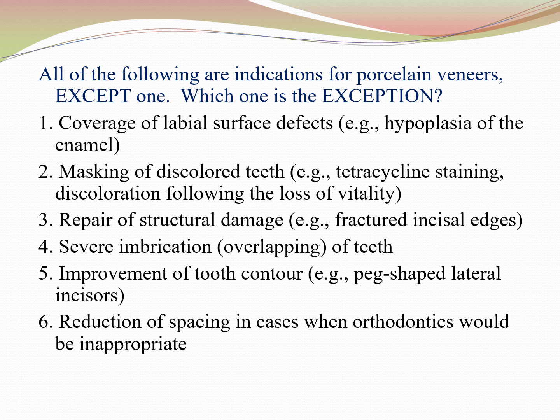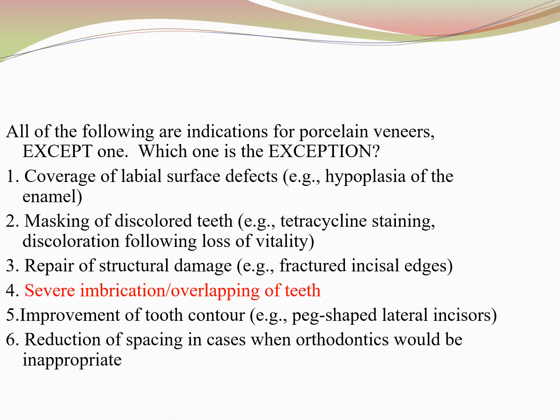So let's just look at those. We're going to go to the next one. And out of all of those, we kind of discussed those. The severe imbrication is the correct answer. And one thing porcelain veneers will not do is correct severe overlapping. That has to be either done by crowns, where they reduce and reshape the teeth, or they have to do that per the use of orthodontics.